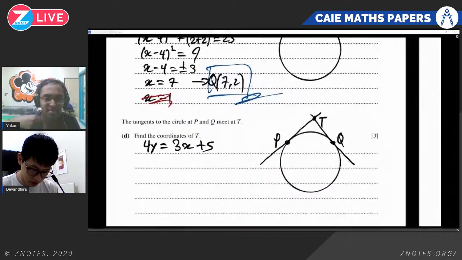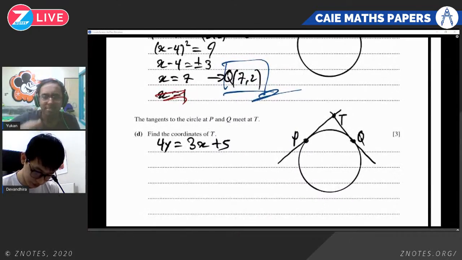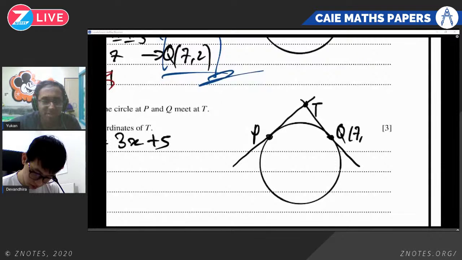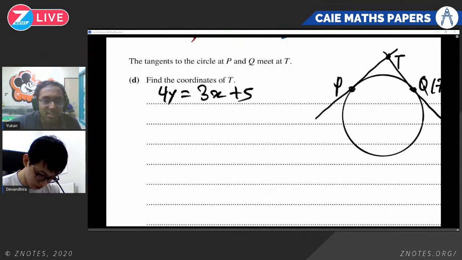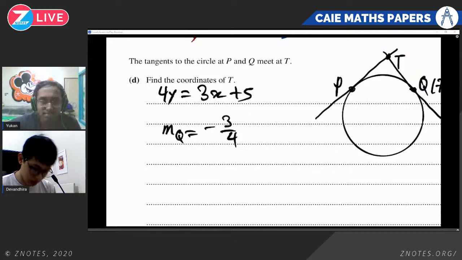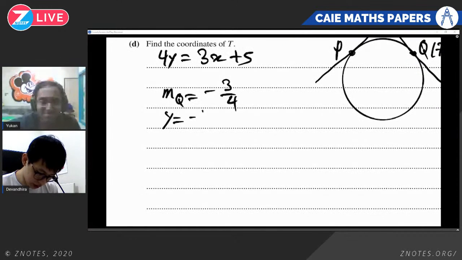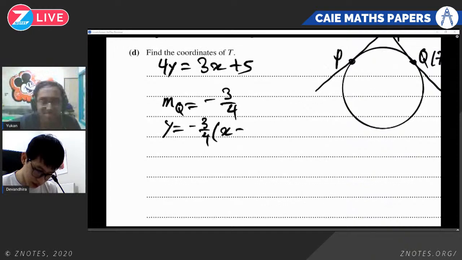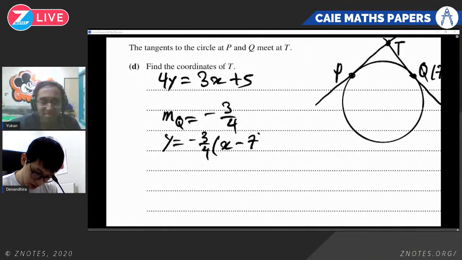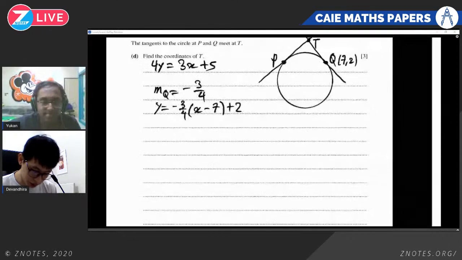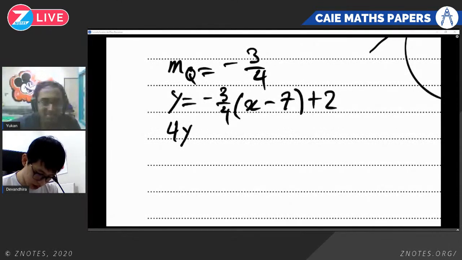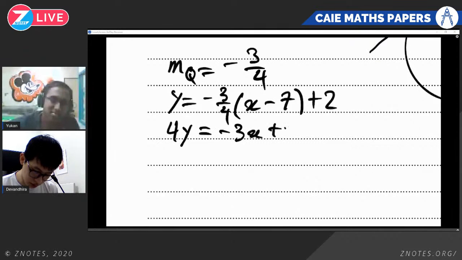What is the gradient at Q? By symmetry, it should be -3/4. So the gradient of the tangent at Q is -3/4, correct? By symmetry. So let's find the equation of the line. y minus 2 equals -3/4 times (x minus 7), since the x coordinate of Q is 7 and the y coordinate is 2. Let's multiply things by 4. We have 4y minus 8 equals -3x plus 21. 2 times 4 is 8.